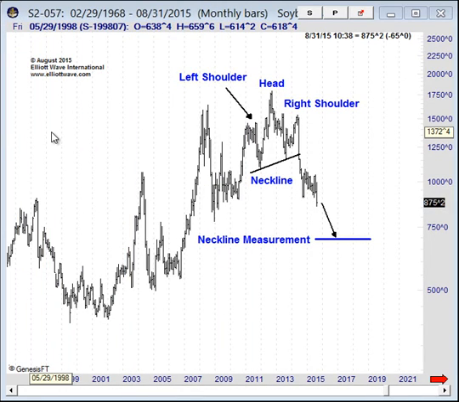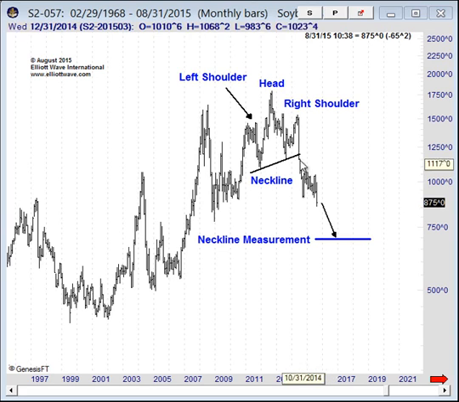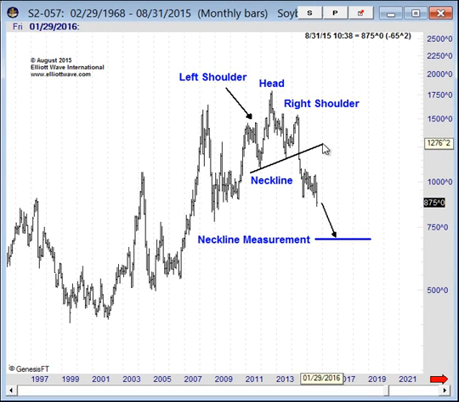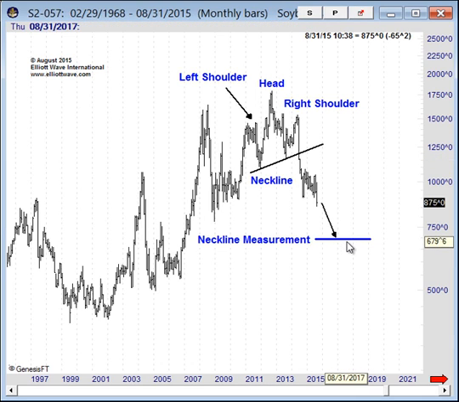For many of you who are also subscribers to my Commodity Junctures work, I've discussed this head and shoulders formation before. It's been a while, but we have talked about it in soybeans. Here's an example of an upward sloping neckline where we have a left shoulder, the head, the right shoulder. Here's the neckline. There's the neckline break. The neckline measurement argues for soybeans to move down to about $7 a bushel from current levels. And again, this is a monthly continuation price chart of soybeans.